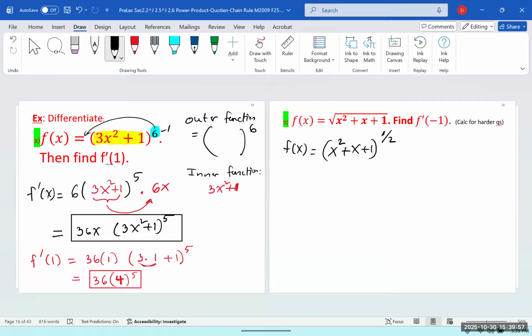x squared. What is the derivative of x squared? It's 2x. Plus x. What's the derivative of x? 1. So 2x plus 1. Oh, that's it? That goes on the numerator. Wait, why on the numerator?